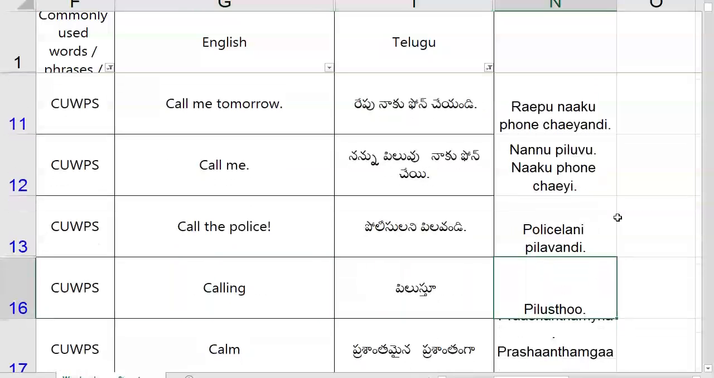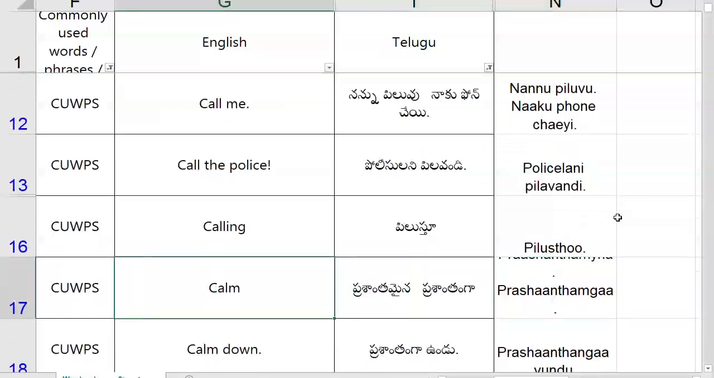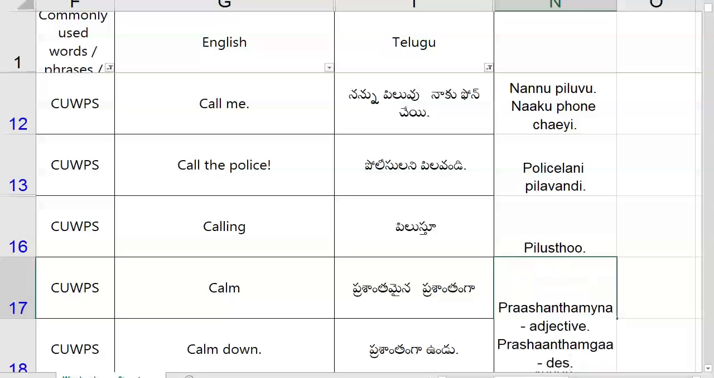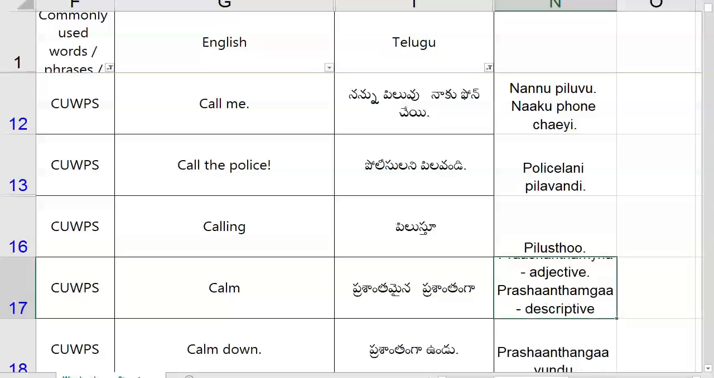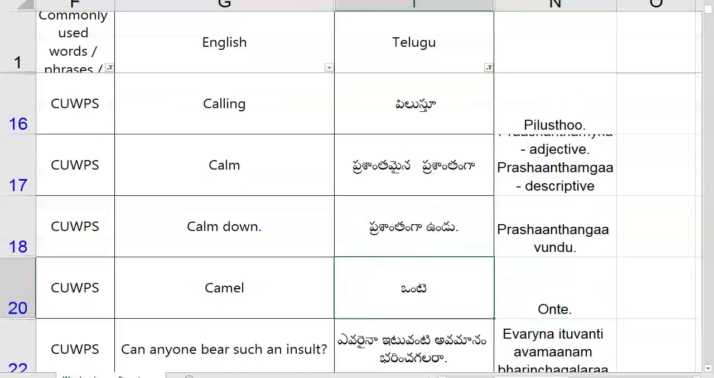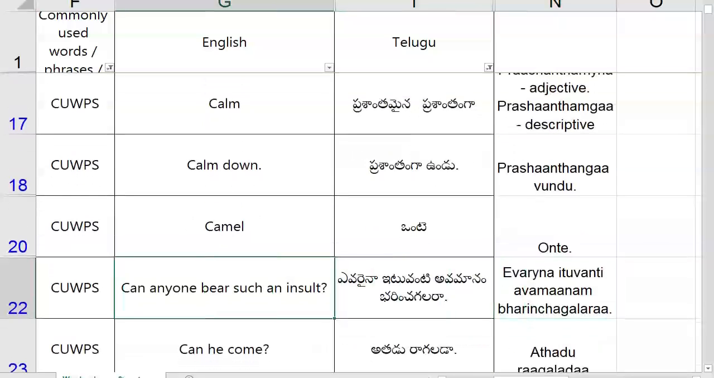Calling means pilustu, this is verb in ing form. Calm means prashantanga or prashantamaina. For example, let me tell you the difference. This prashantamaina is like an adjective. Prashantanga, it can be descriptive adjective. Calm down means prashantanga undu. Camel means onte. Can anyone bear such an insult means ఎవరైనా ఇటువంటి అవమానం భరించగలరా.